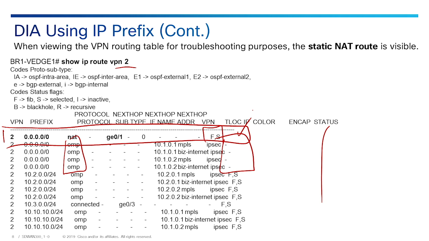Also note here the VPN of origin. In this slide, the protocol shows that this is a static NAT route. Also, you can see the next hop interface as well as the next hop is VPN 0. So here's our origin, and here's our next hop VPN.